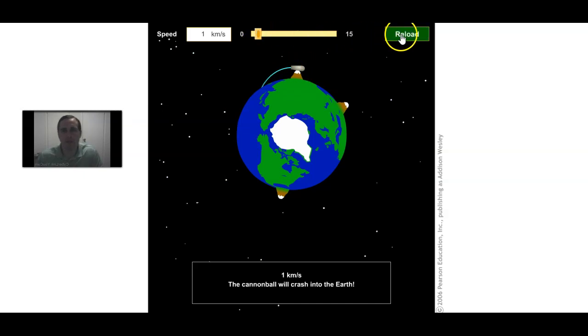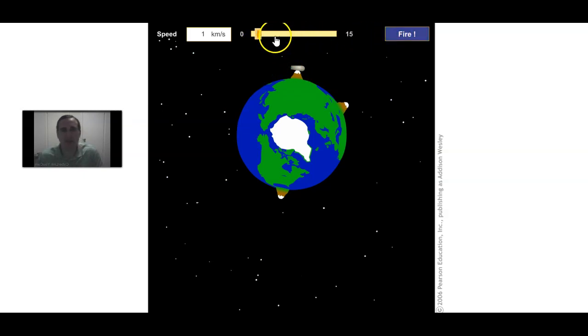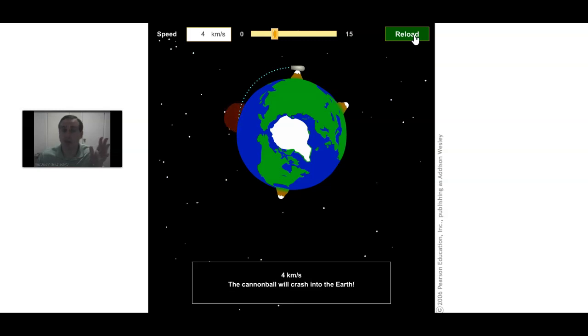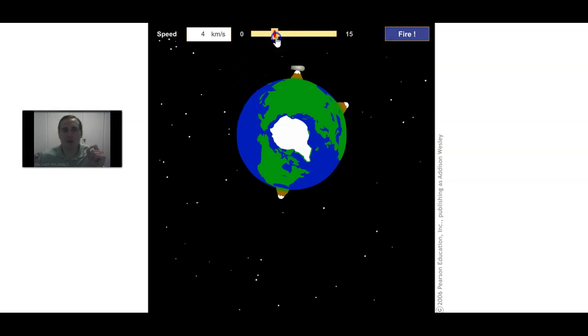Let's reload this cannon, and then let's maybe shoot this as, I don't know, 4 kilometers per second. Who knows? Is that going to be enough for it to escape Earth? Well, let's see what happens. So it goes quite a bit further, but it turns out that it still crashes into the Earth. Let's reload. Let's try one more time. I don't know, 6 kilometers per second.